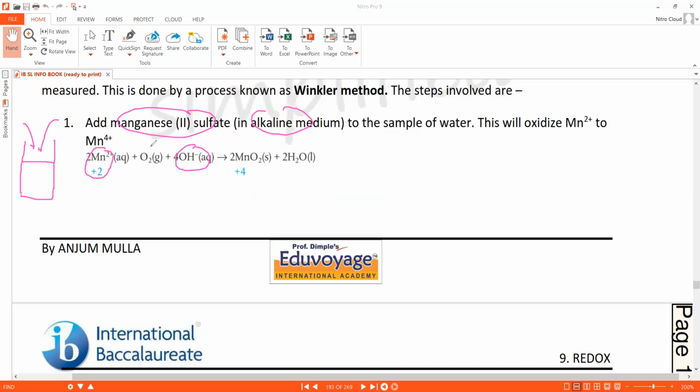The oxygen in the water sample will oxidize Mn2+ to MnO2. This is step 1.